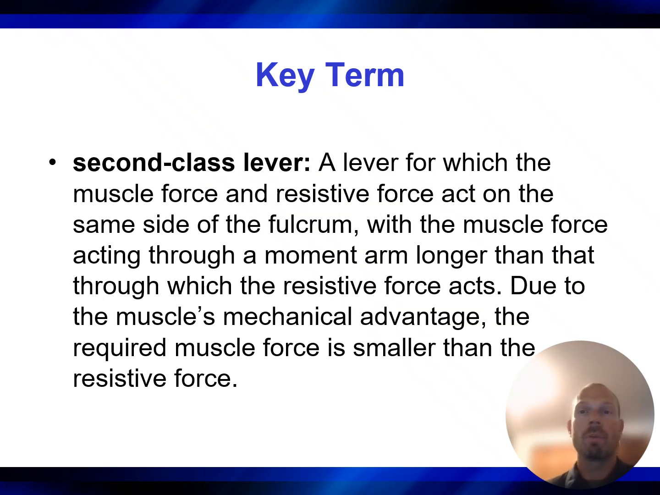In a second-class lever, both forces act on the same side of the fulcrum, but the muscle force boasts a longer moment arm than the resistive force. The structural setup guarantees a mechanical advantage, meaning the muscle force required is always smaller than the resistive load.